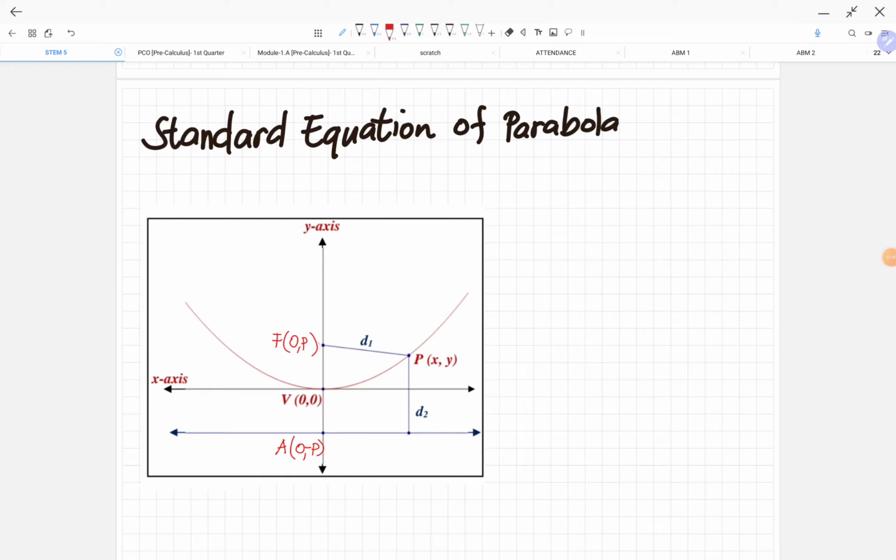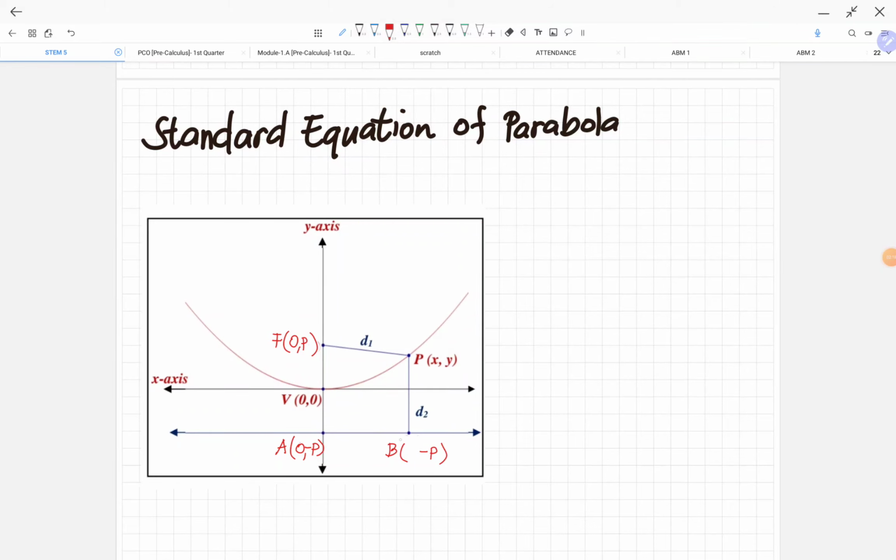Okay. Now we have here a point on the parabola, point P with coordinates (x, y). Now let us consider another point, say point B. Let us determine the coordinates of point B. So here, we see that point A and point B are horizontally aligned. And if points are horizontally aligned, then their y coordinates are the same. So its y coordinate will be negative p.